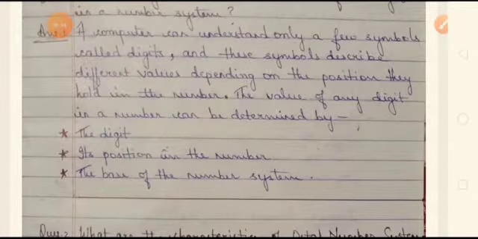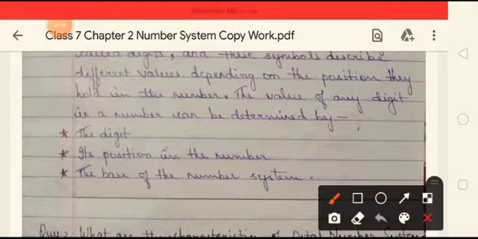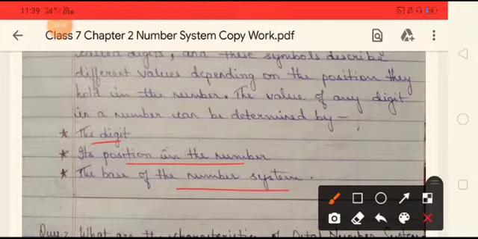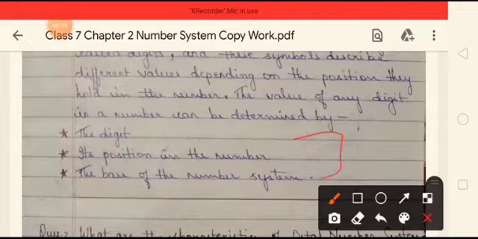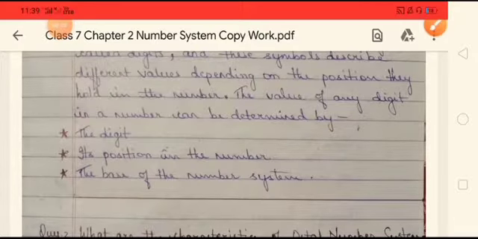We can determine the value of any digit in a number by three factors basically: what the digit is, its position in the number, and the base of the number system. As you have studied in the chapter, there are basically four number systems, and they have their own bases, like 2, 8, 16, 10. Upon these three factors, the value of the particular digit is determined in a number. So this was the answer.